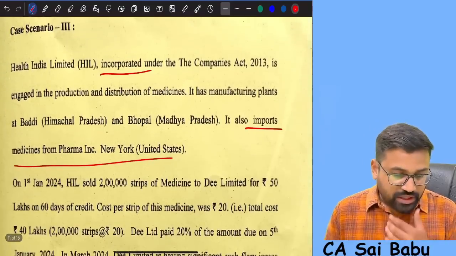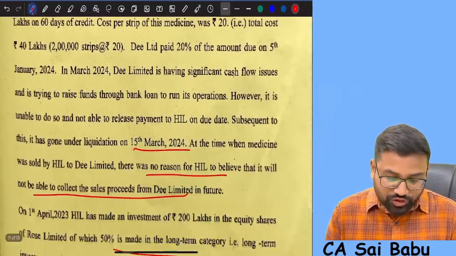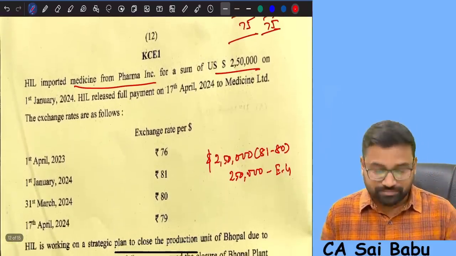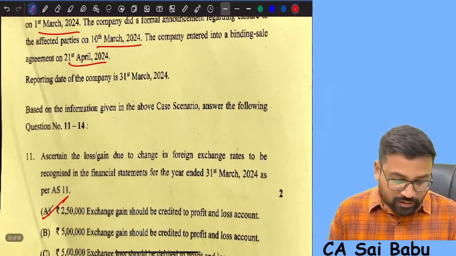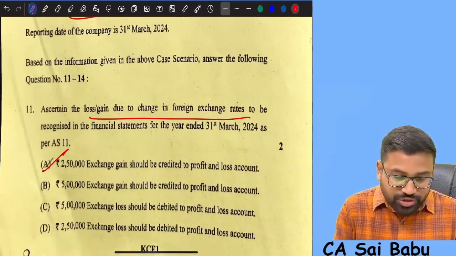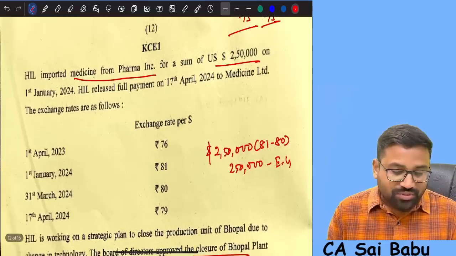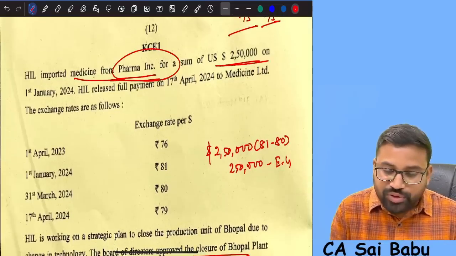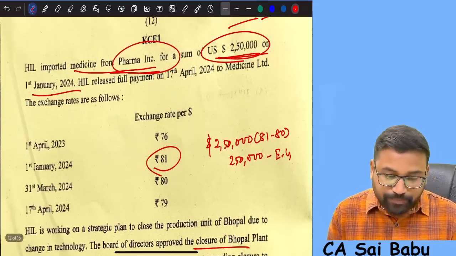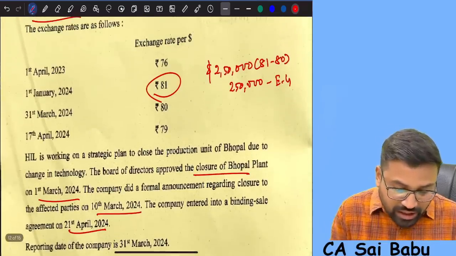Next, case scenario 3, sir. This question is a combination of revenue recognition, AS 13 investments as well as AS 11. What are the questions they are asking? Ascertain the loss or gain to be charged in foreign exchange rates to be recognized in financial statement for the year ending 31st March 2024. Sir, in this question, what happened is this company imported a machinery from USA, $250,000 on January 1st, 2024. On the date, exchange rate is 81. Now they are asking us what will be the exchange gain or loss at the end of the year. Sir, at the end of the year, it is 80.